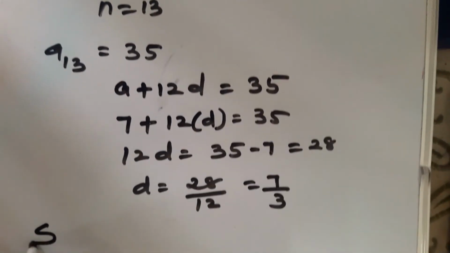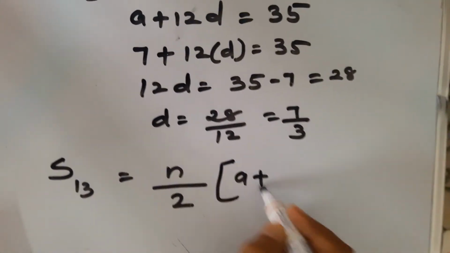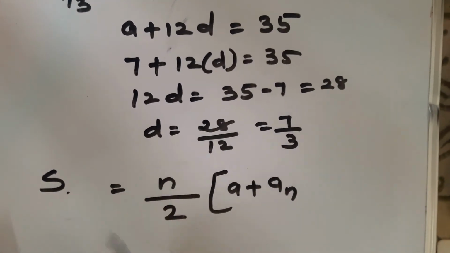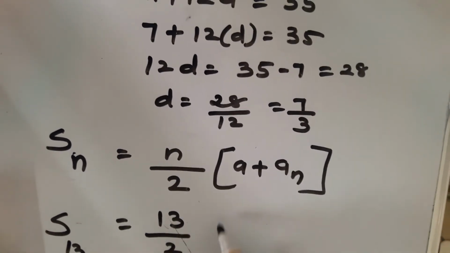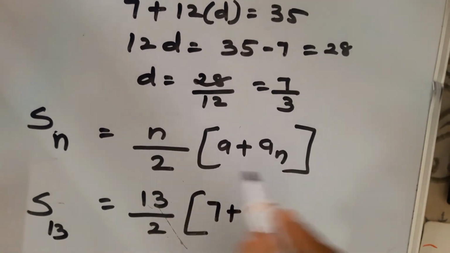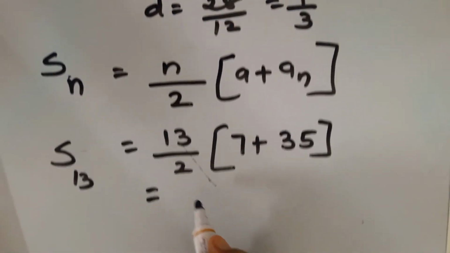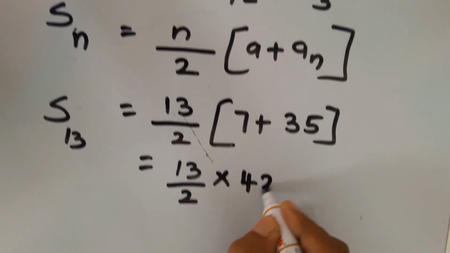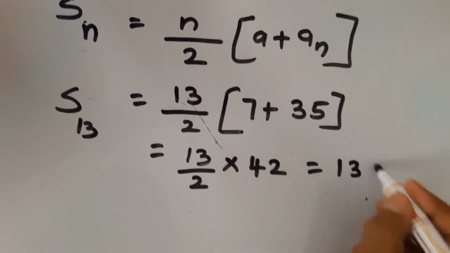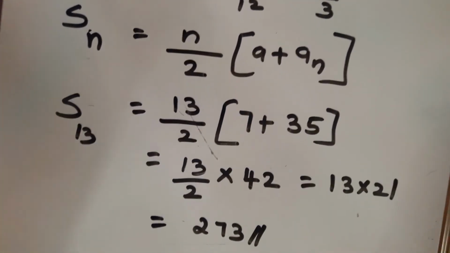Next we want to find S13. So what is the formula for S13? Sn is N by 2 into A plus An. You write here first Sn only. Okay. Now you substitute. For S13 it will become N by 2. What is your N? 13. So 13 by 2 into A is 7 plus An is given as 35. Simplify this. So you will get 42. Now simplify this. This will be 13 into 21. 273.